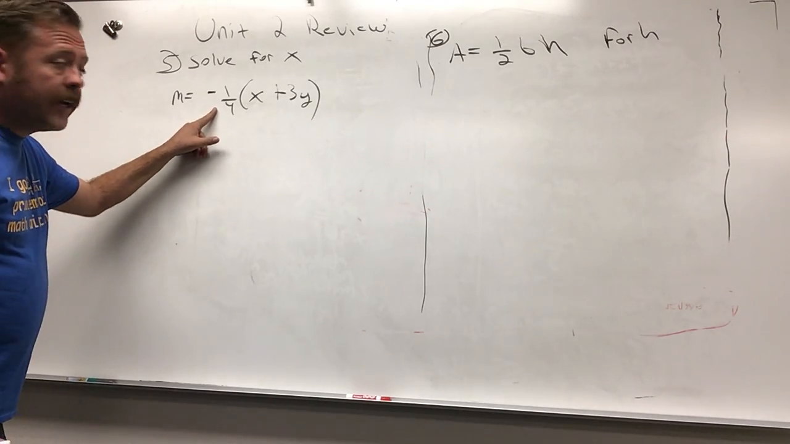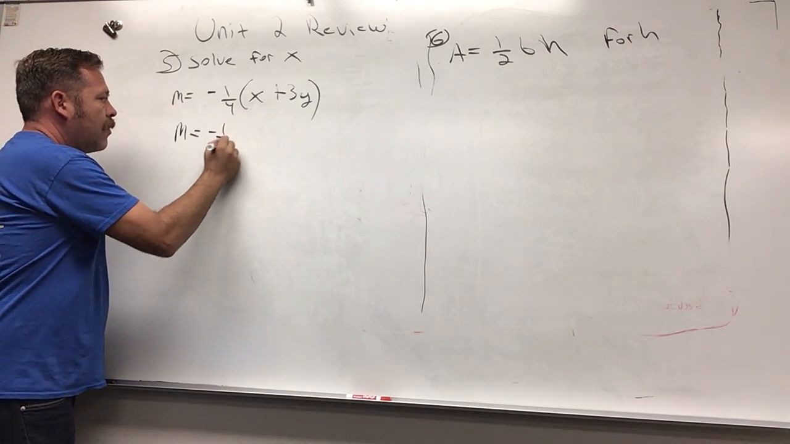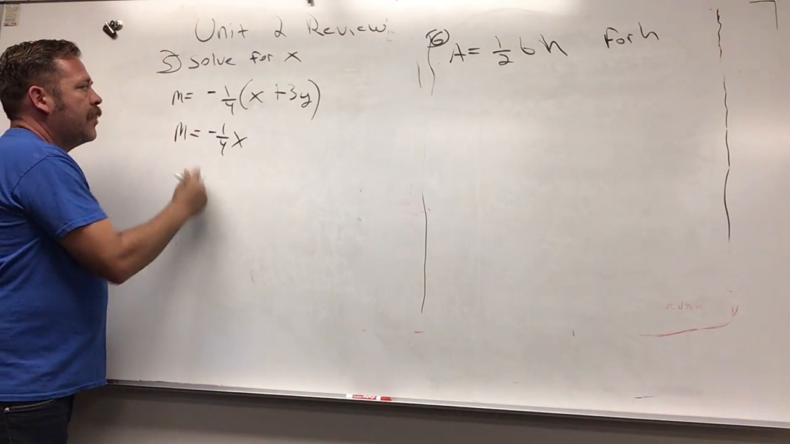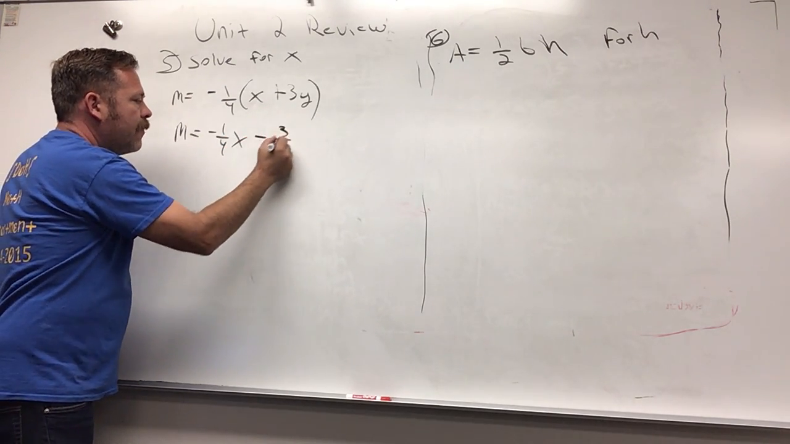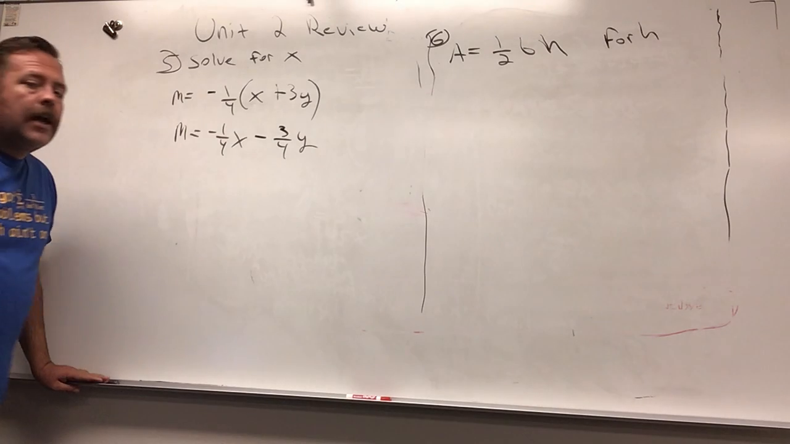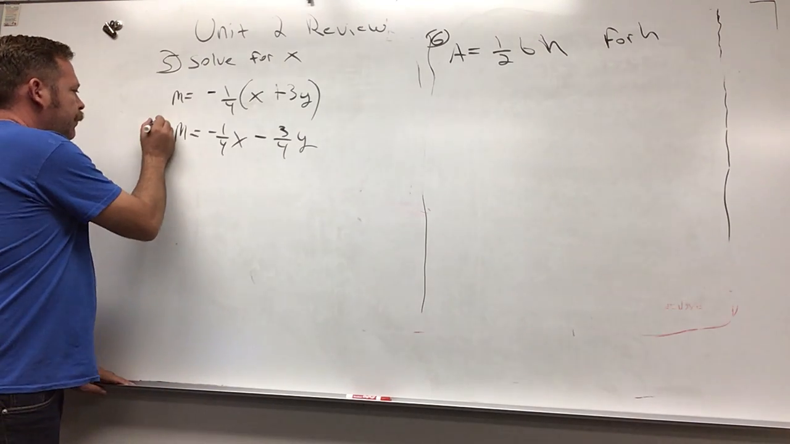I'm gonna distribute the negative 1/4. So M equals negative 1/4 x, and then a negative times this positive is gonna be minus 3/4 y. And then the next thing I always say to do is to clear those fractions out. Let's get rid of them, right? So let's multiply by 4.